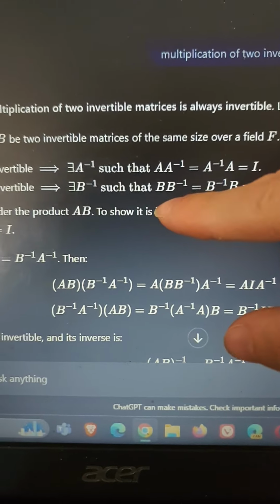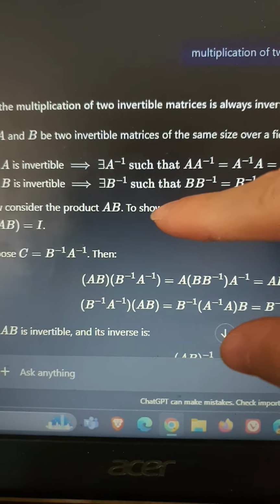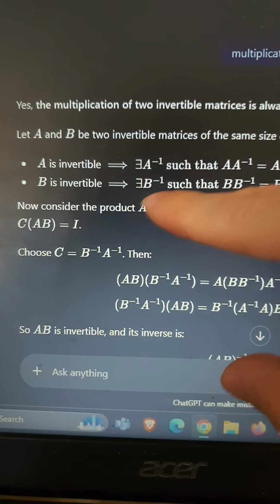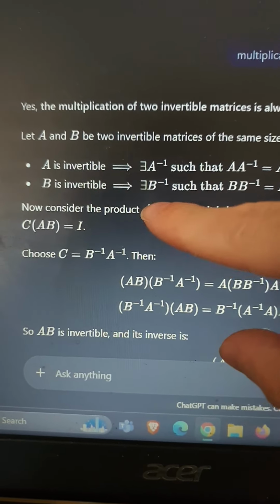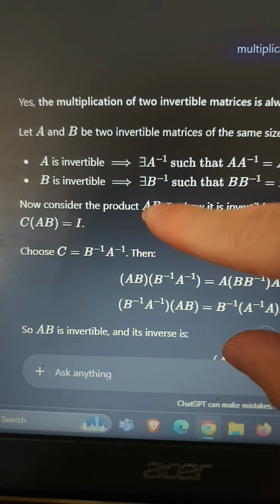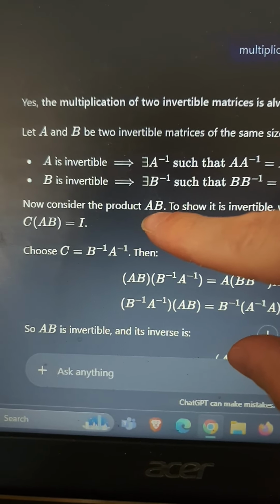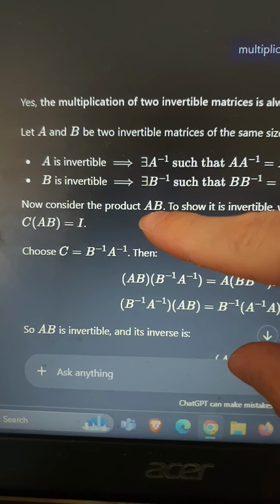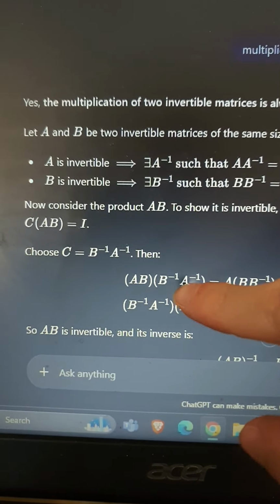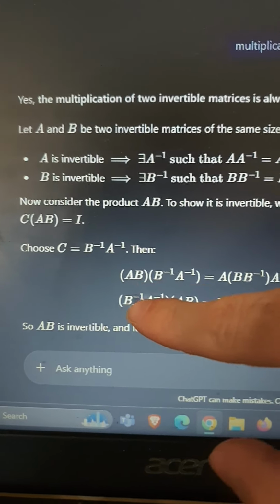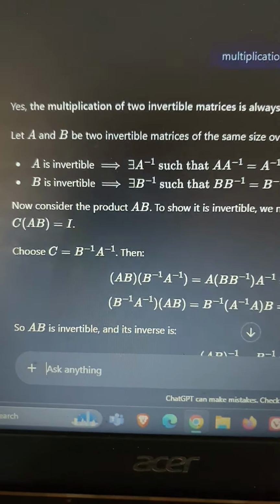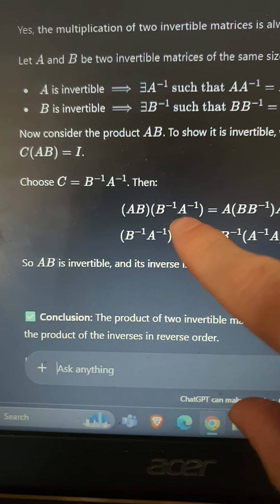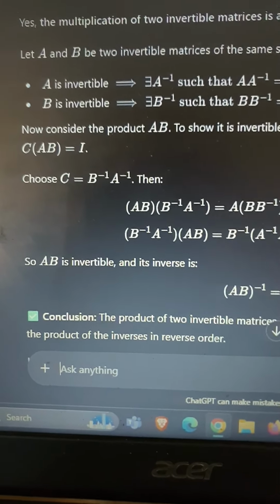We get the same thing for B minus 1, the inverse matrix. So now let's look at the multiplication of those two invertible matrices, and let's show that this result, this multiplication AB, is also invertible from both sides. Namely, there is an inverse on the right and an inverse on the left, and the inverse is just, as you can see here, B minus 1, A minus 1, inverse of B, inverse of A, in that order.